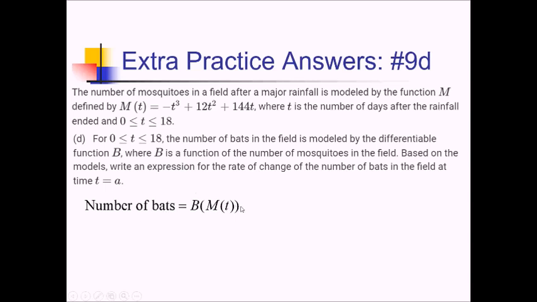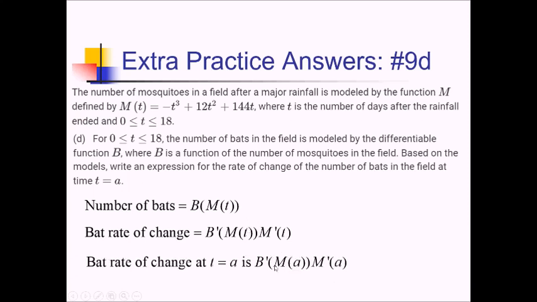And now the rate of change of bats at any time, this is going to require the chain rule. We're going to have B prime of M of T times the derivative of M, so times M prime of T. This is our overall rate of change of bats. But now we wanted this at time A, so we're just going to replace all those T's with A's. And we get B prime of M of A times M prime of A, and we're going to call it a day on this one.